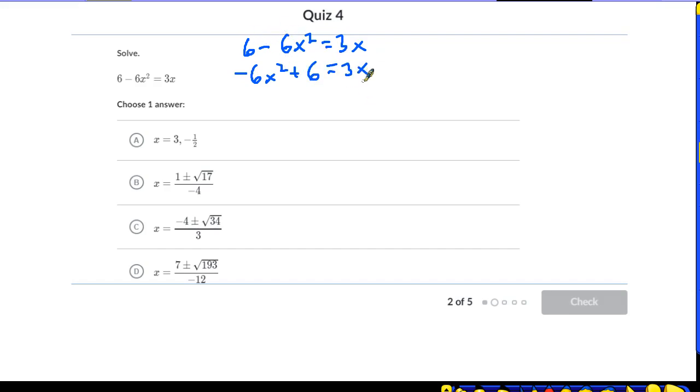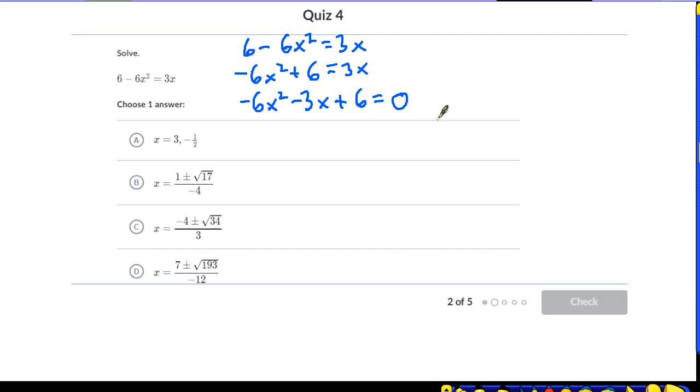And then I'm going to subtract 3x from both sides. And when I do, I get negative 6x squared minus 3x plus 6 equals 0. That was after subtracting 3x from here and 3x from over here. You'll notice that when I try to do negative 6x squared minus 3x, I cannot do anything. I can't combine those. So I have to just leave it as negative 6x squared minus 3x plus 6.